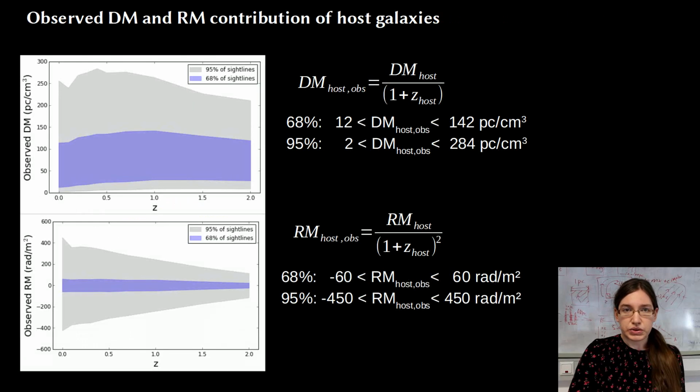The actual observed RM and DM contribution of the host galaxies is diluted by their redshift. So 95% of our sightlines have a DM lower than 280 parsec per cubic centimeter and an absolute RM below 450 radian per square meter. At higher redshifts, these values are even lower.